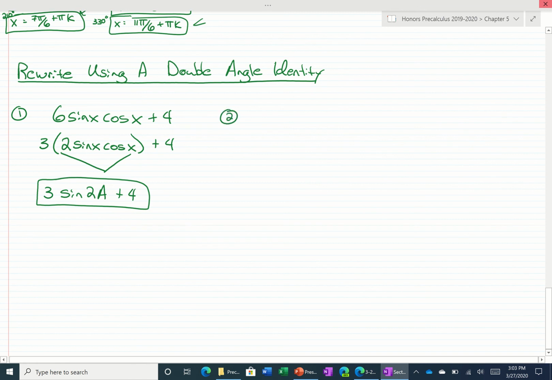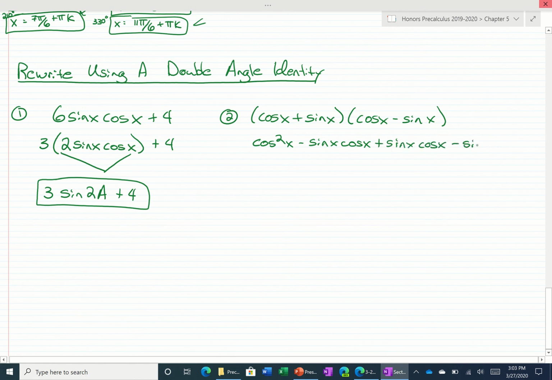And then the second example and our last example today says we're going to write cosine of x plus the sine of x times cosine of x minus sine of x as a double angle. So the way we could do this is just FOIL it out. Cosine squared of x minus sine x cosine of x plus sine x cosine of x minus sine squared of x. And this one's pretty easy. These cancel. And we get cosine squared of x minus the sine squared of x, which is just the formula for the cosine of 2x.